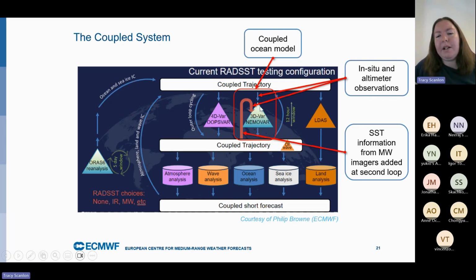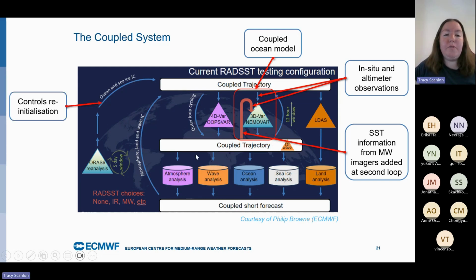So the ocean is updated at this point using the SST information from the skin temperature increments we've just seen. And then that is fed back into the atmosphere through the next outer loop. So that ocean is then directly seen in loops 3 and 4 of the atmosphere. There is an option to reinitialize or to cycle.